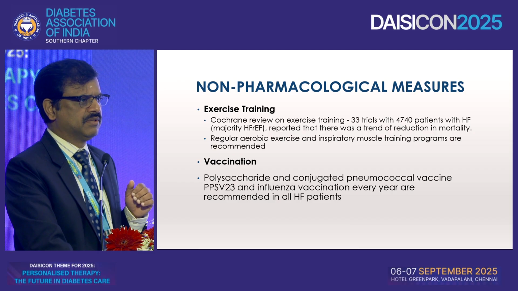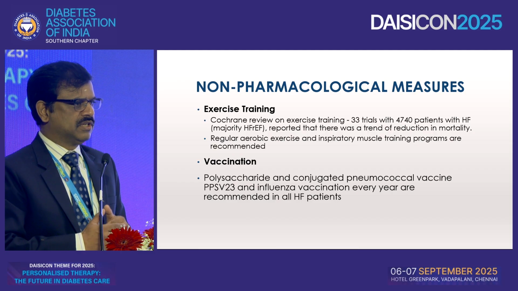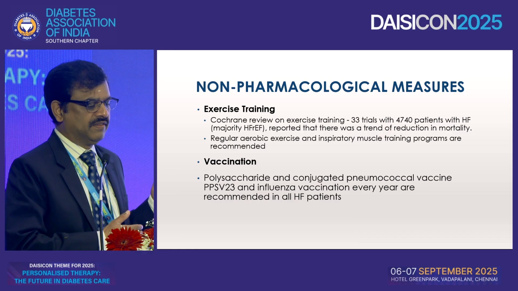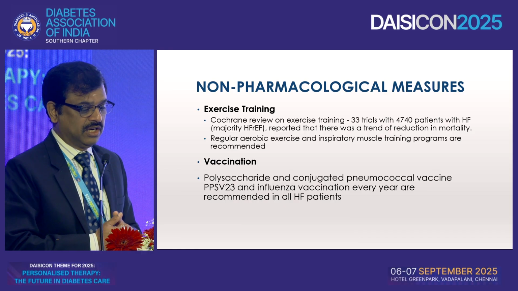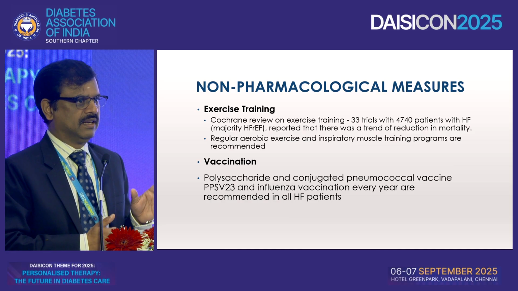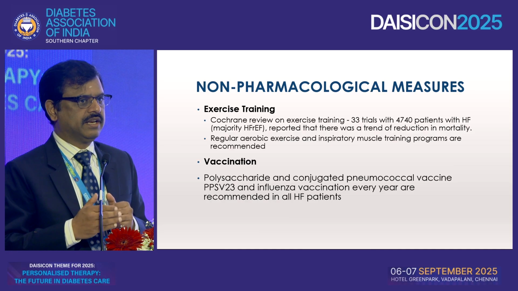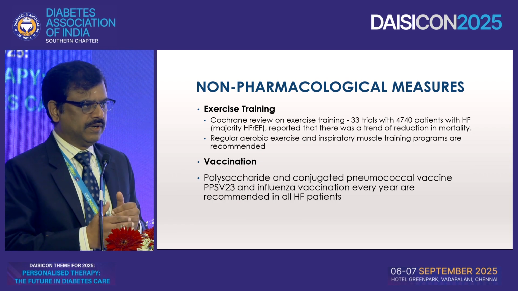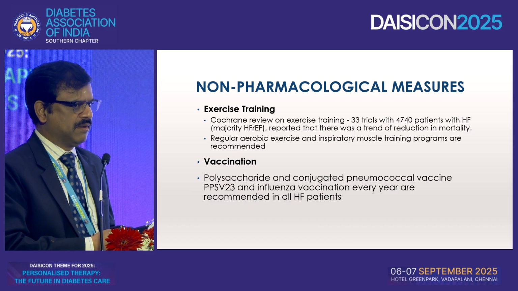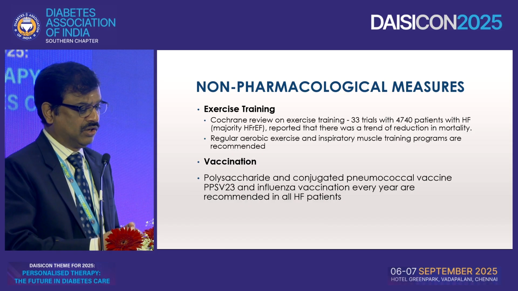Exercise training: many times patients will ask how much work they can do and what activity they can do. Many trials, and the Cochrane analysis of many trials, have clearly shown that heart failure patients can do guideline-directed exercise. There is cardiac rehabilitation exercise. You can do a modified Bruce protocol; TMT can be done for heart failure patients. Heart rate can be monitored, BP can be monitored, and you can prescribe what level of exercise the patient can do.